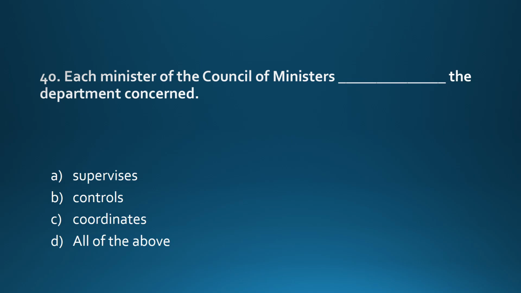Question number 40. Each minister of the Council of Ministers dash the department concerned. Option A, supervisors. Option B, controls. Option C, coordinates. Option D, all of the above. Correct answer is option D, all of the above.